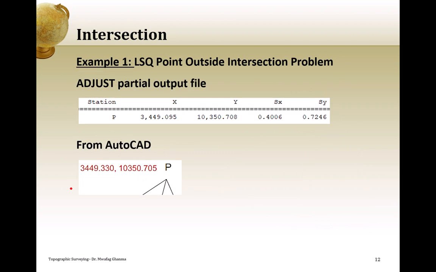What is the result? In horizontal control, we repeated that again and again, the result is the coordinate of the unknown point. This is the X and this is the Y, and here is the quality and the standard deviation of the solved point. Always we compare it.